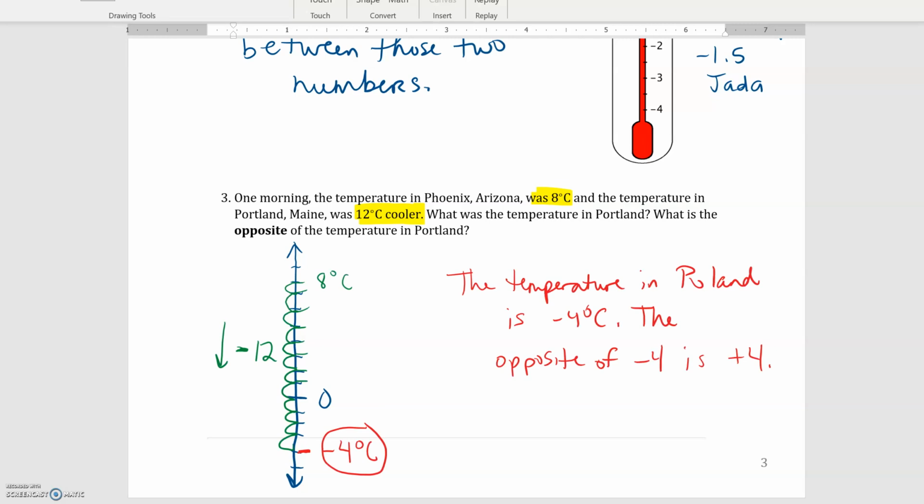Here is the work and the answer that should be on your paper. You should have drawn a number line where you labeled 8 degrees Celsius, which is 8 units above 0. Because you want to find a temperature that is 12 degrees cooler, you should have counted down 12 units to get to -4, which is 4 units below 0. And then you should have written this exemplar response. The temperature in Portland is -4 degrees Celsius, and the opposite of -4 degrees is +4.